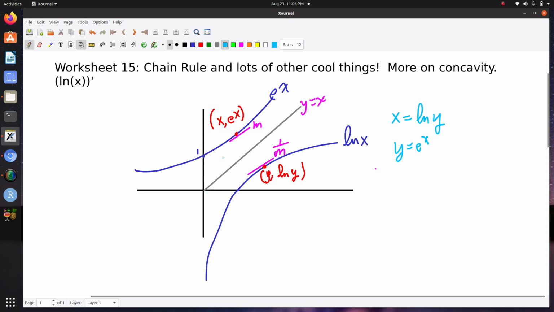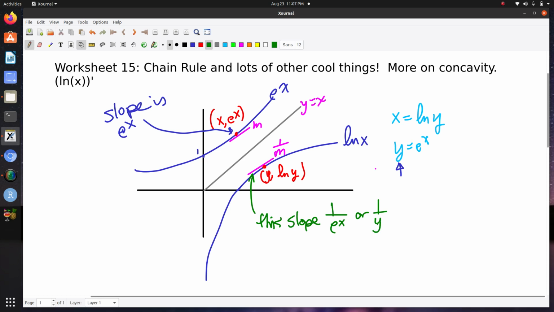Okay? Now, I happen to know that the derivative over here, the slope of the tangent line, is e to the x. Well, what is e to the x? It's y. So that means the slope over here has to be the reciprocal. So this slope is 1 over e to the x, or 1 over y. But that is the function. We had the function of y is natural log of y, so f prime is 1 over y.